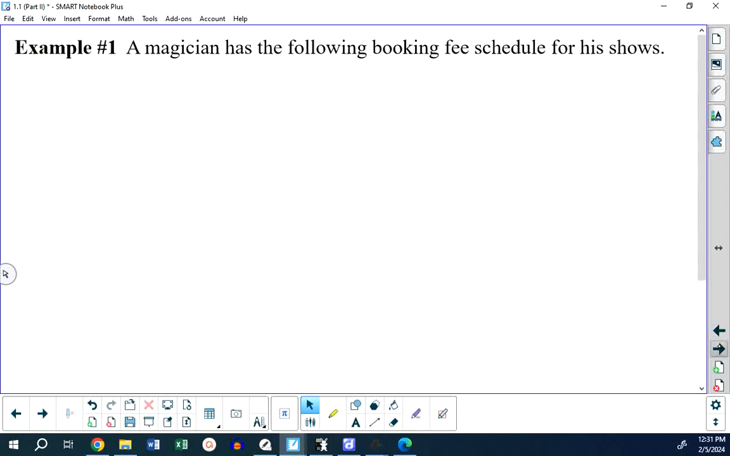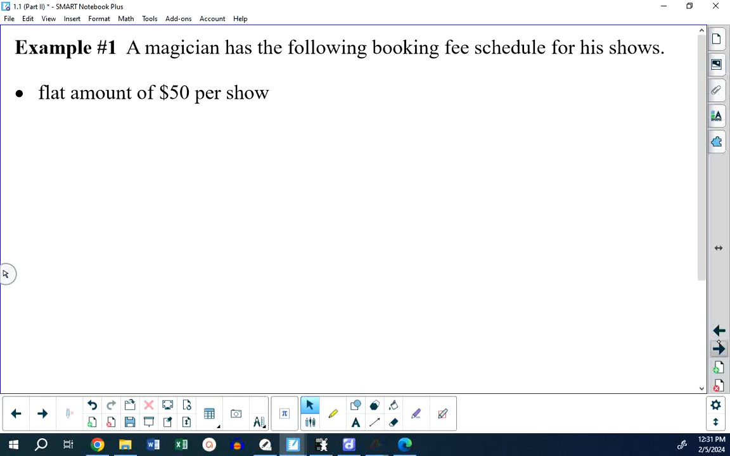So we're doing two examples. A magician has the following booking fee schedules for his shows. So you phone this magician up, you say, well, I want to book you for a show. What's it going to cost? This person does staff parties and birthday parties and all kinds of stuff. And the magician tells them, well, it's always $50 per show. It doesn't matter how long the show is, you're going to pay me $50. It's what we call a flat fee or a fixed amount.